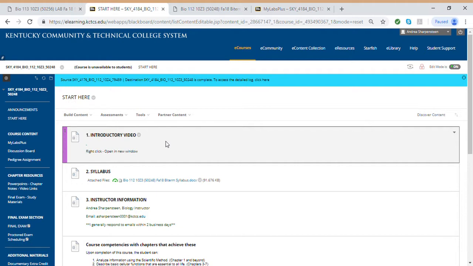Basically, what I'm aiming to do here is to just show you the ropes, how we're going to navigate this semester, everything that's on Blackboard, MyLabs Plus, and all of that good stuff. But now we are in Start Here.